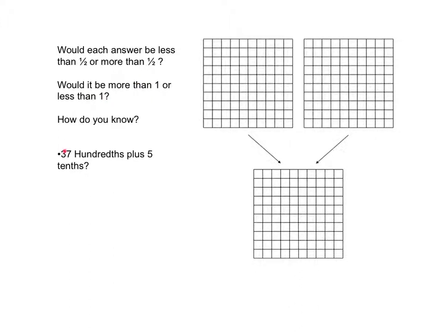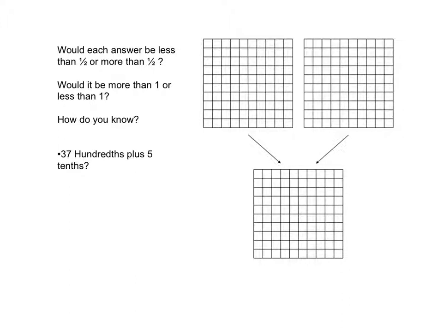So here we're looking at 37 hundredths plus 5/10. So we have an addition problem. When we're looking at this, if we're starting with 5/10, we know that it's going to be more than a half because we're adding, and we already have 5/10, which would be a half. But we know it's going to be less than 1 because we're adding less than half with the 37 hundredths.